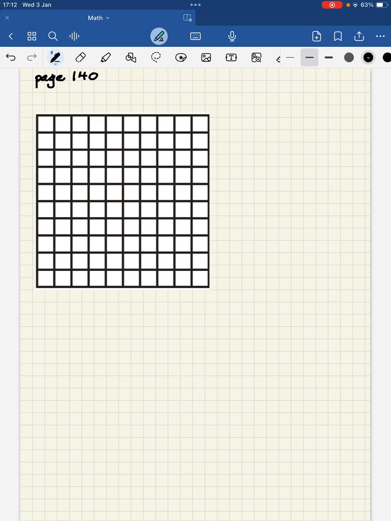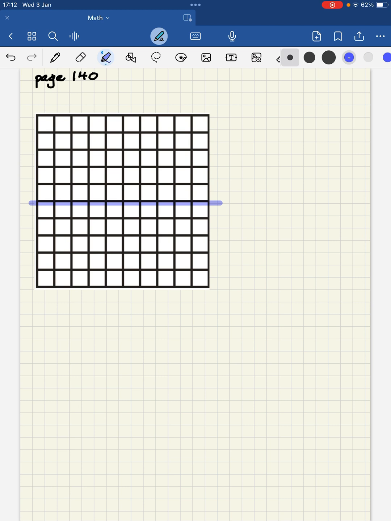Okay, for question 14, it says shade half of the squares. So we need to fill in, first of all, that there's a line right here. That's a bit thick. Let's try and make that smaller. Okay, so shade half of the squares and write 2 fractions and 2 decimals to show 1/2.